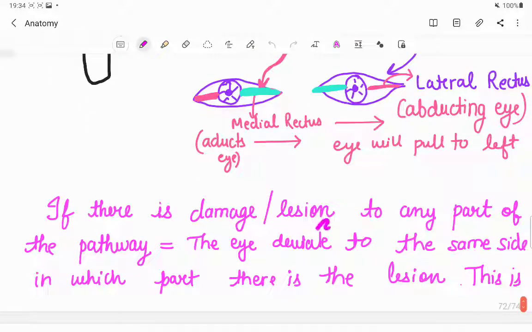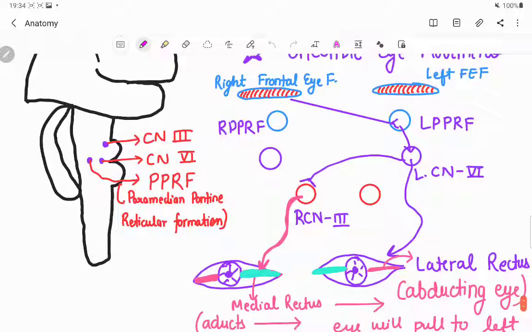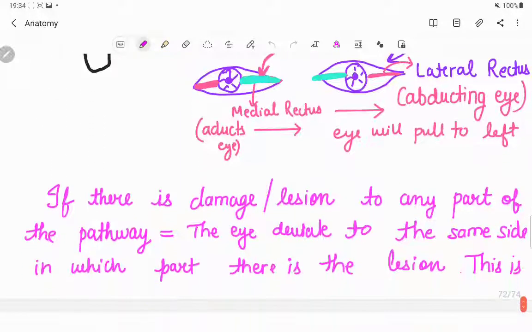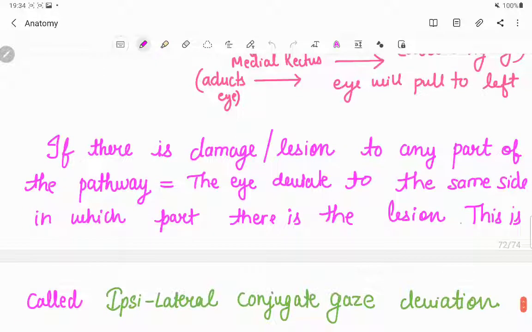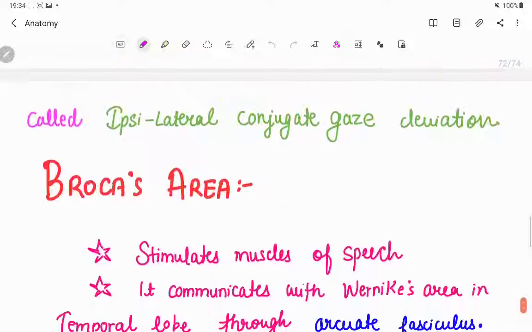And if there is a damage or lesion to any part of the pathway, the eye will deviate to the same side in which there is the lesion. For example, the lesion is located on the right frontal eye field. All right, or damage is on the right frontal eye field. So the eye will not be able to move to the left, so it will automatically move towards the right direction. So that's what it says, that if there is a damage or lesion to any part of the pathway, the eye will deviate to the same side on which there is the lesion, and this condition is called ipsilateral conjugate gaze deviation. This you have to remember, ipsilateral conjugate gaze deviation.